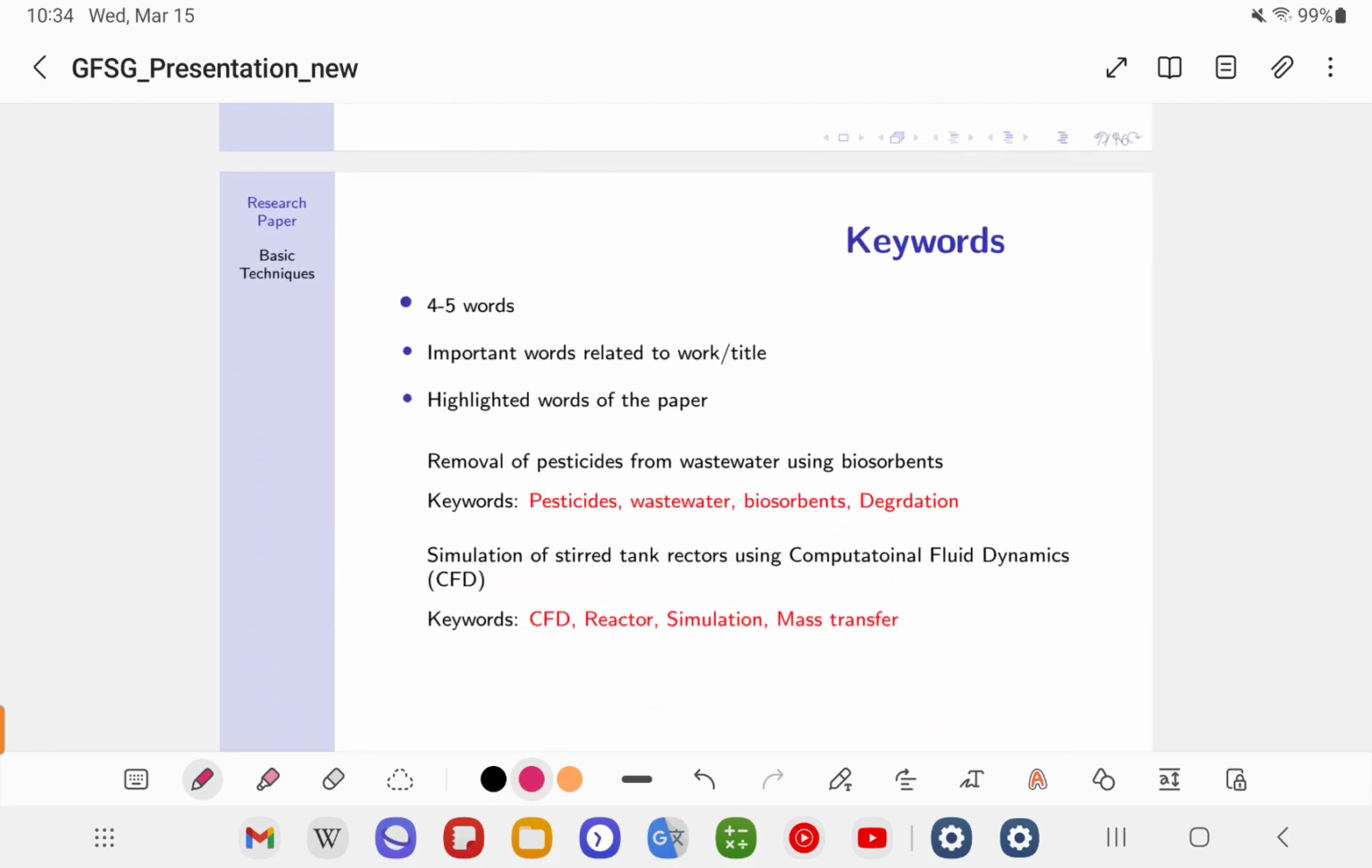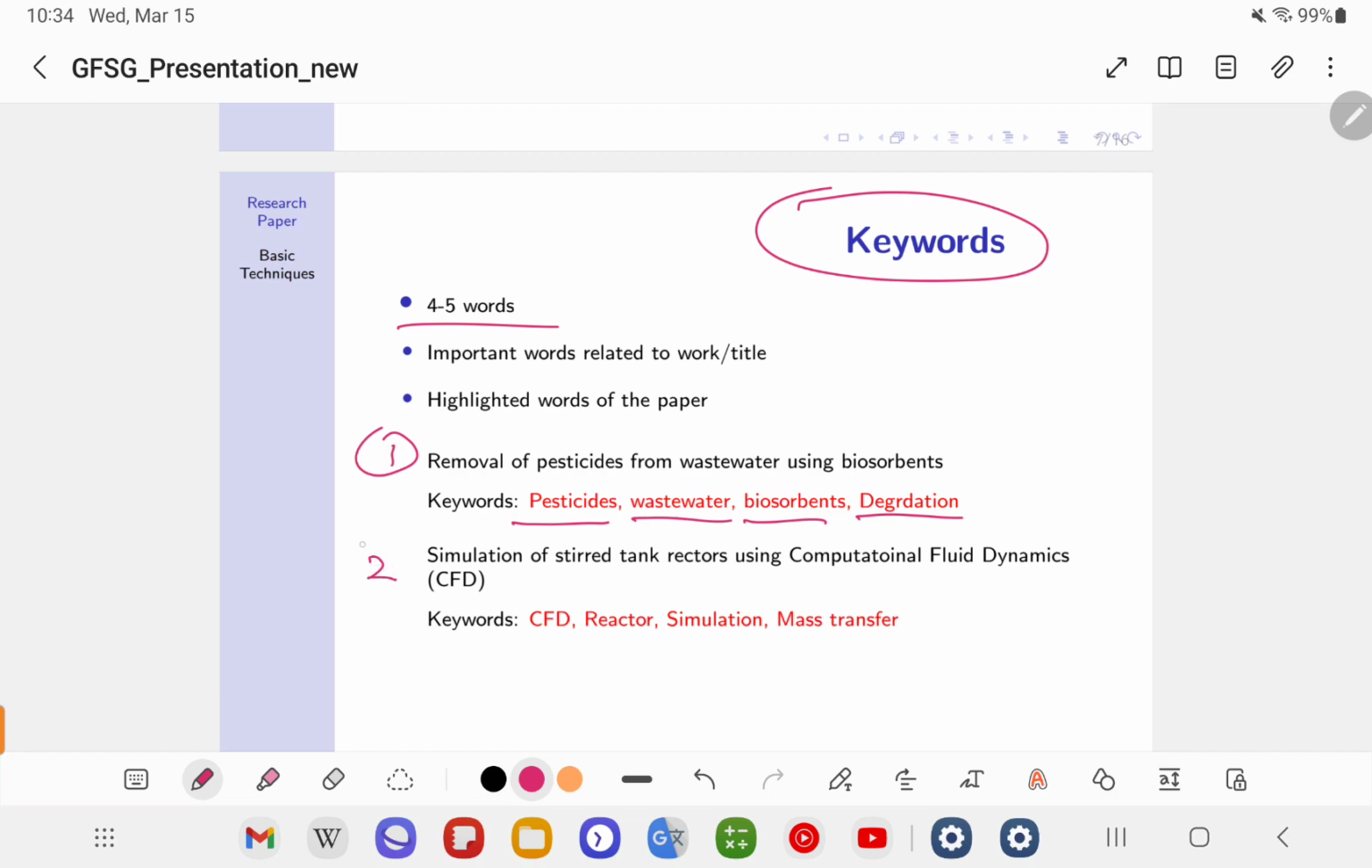Keywords are usually the words which highlight your work, your paper. 4 or 5 keywords are sufficient. Look at the example: Removal of pesticides from wastewater using biosorbents. So pesticide is a keyword, wastewater is also a keyword, biosorbents. Now degradation is also another keyword in this.